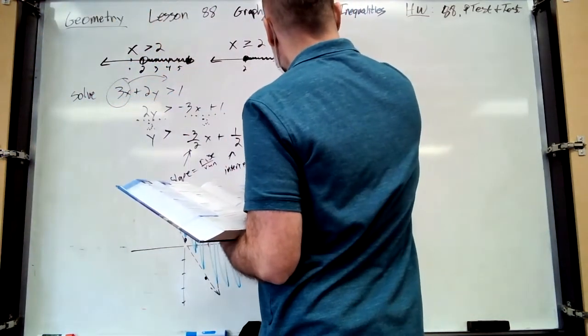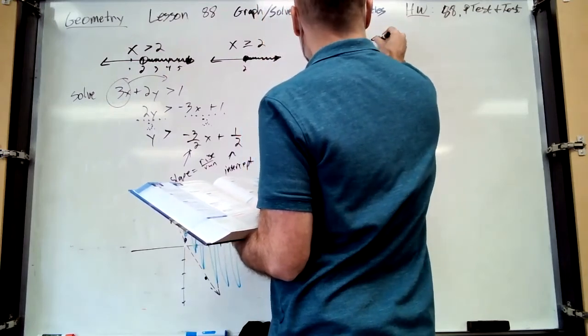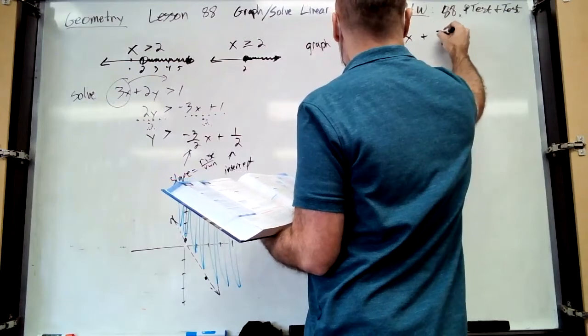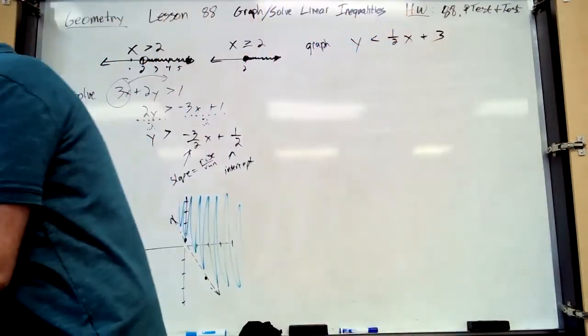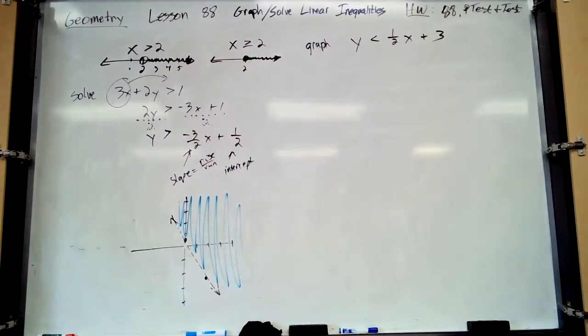Let's graph this. I just want to graph y is less than 1/2 x plus 3. So this is nice. Why is this nice? Why is it by itself? Yeah, it's already by itself, so it tells you the secrets.